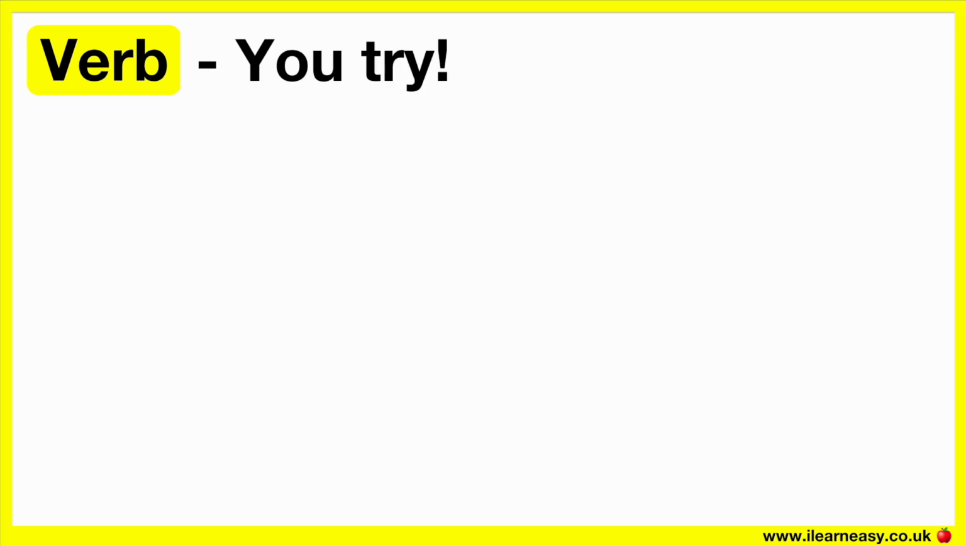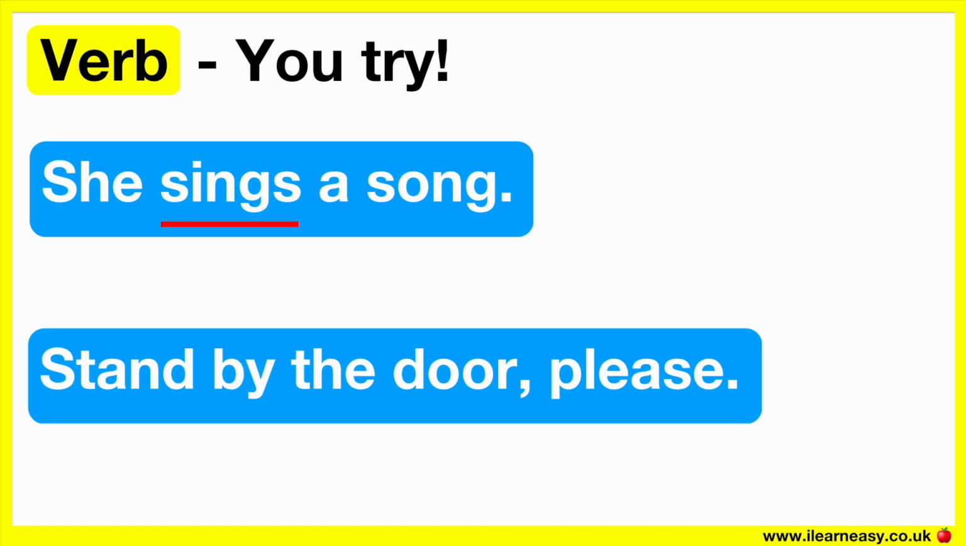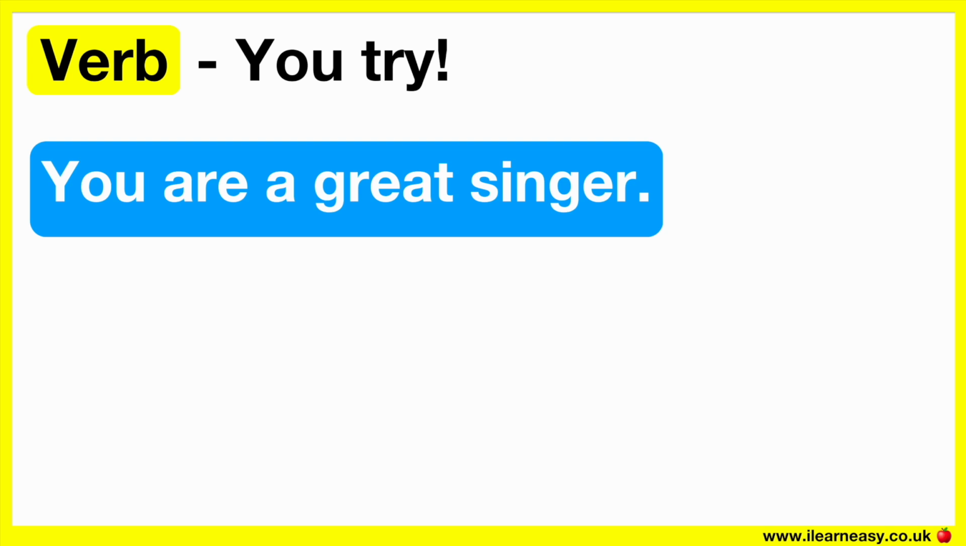Now you try. Read the sentence and identify the verb. She sings a song. The verb in this example is sings. Stand by the door, please. The verb in this example is stand. You are a great singer. The verb in this example is are.